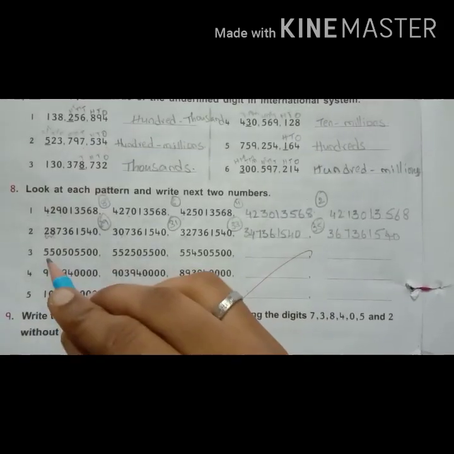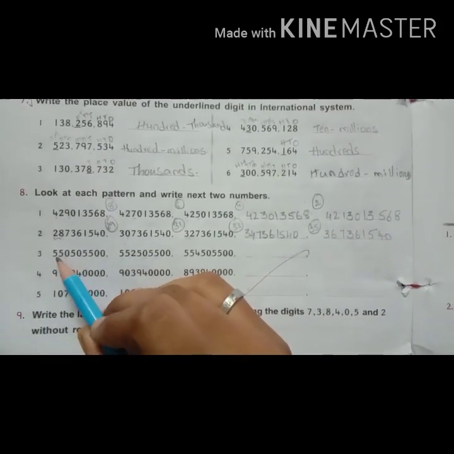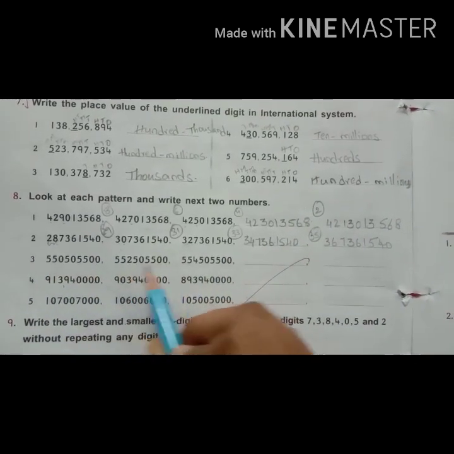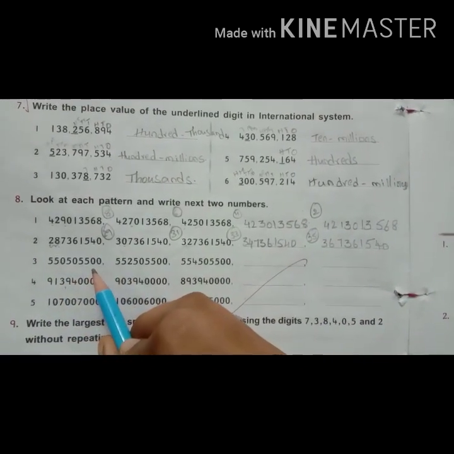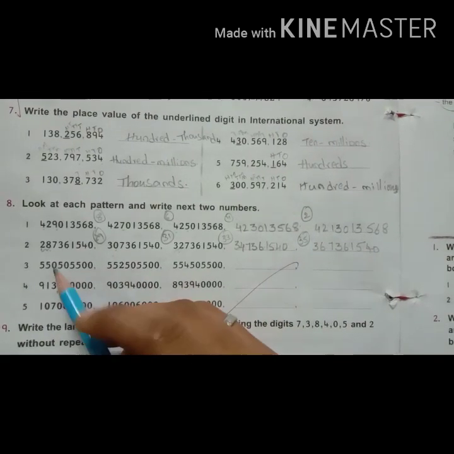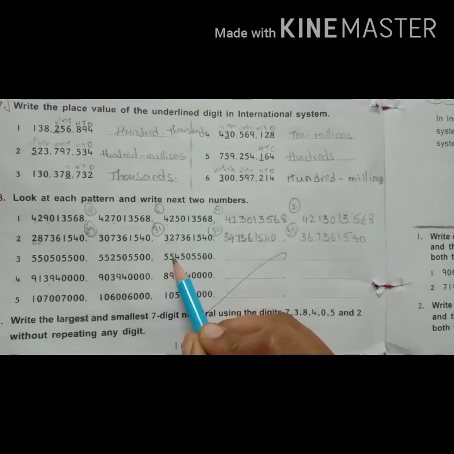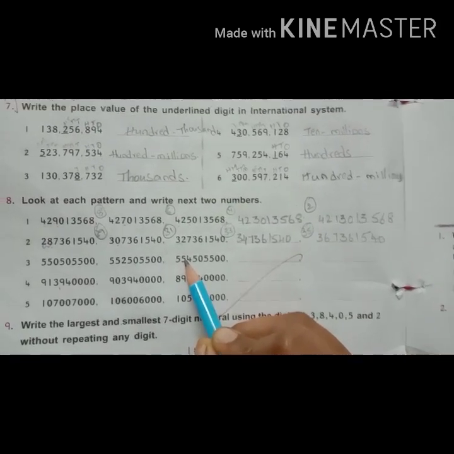Okay, children. Third one, children. What is the next one? See the next sum. Here the pattern is the same, no? Which number is different? We have to check first. Here 55, here also 55, here also 55. And next we have to see the next number.